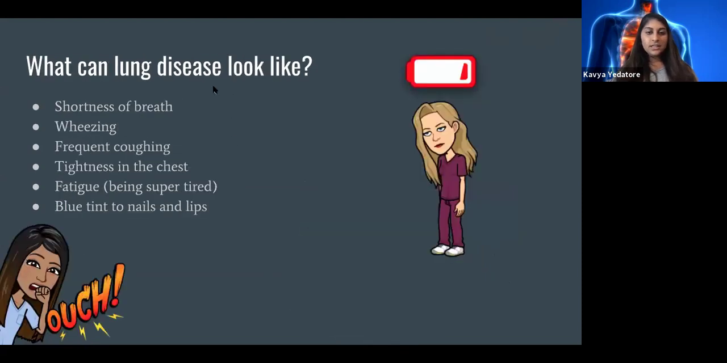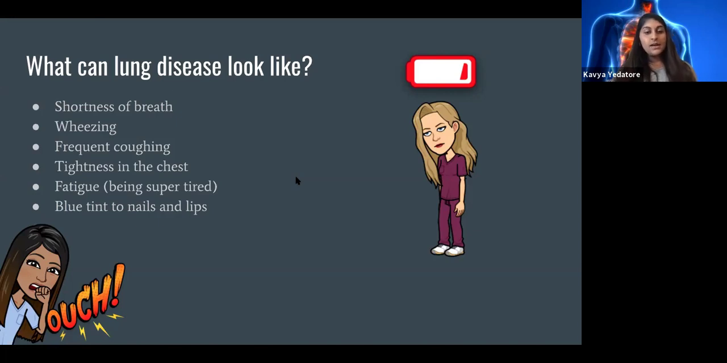And lung disease can look like a lot of things. It can look like shortness of breath, just like maybe getting up from your bed, walking to the kitchen and just being out of breath, or it can be shortness of breath after going for a little walk outside, or even just in general, just walking around in your home.